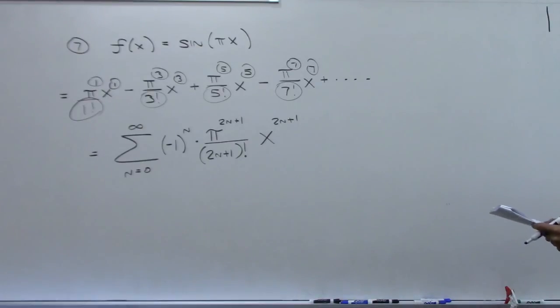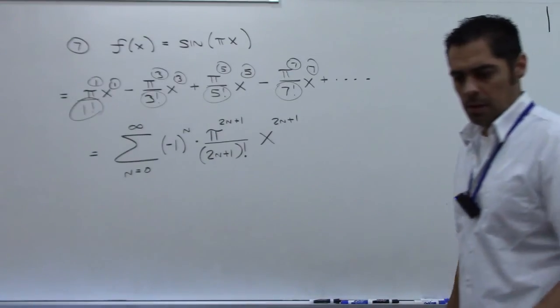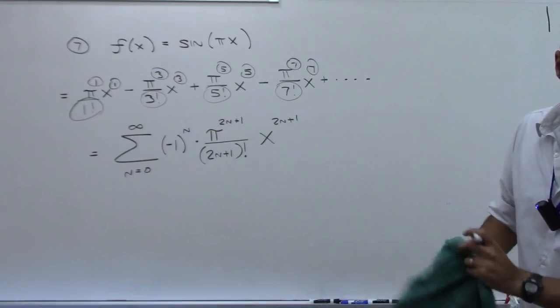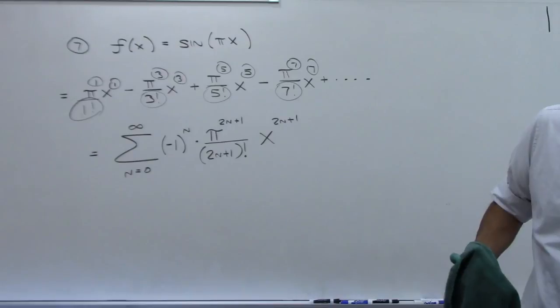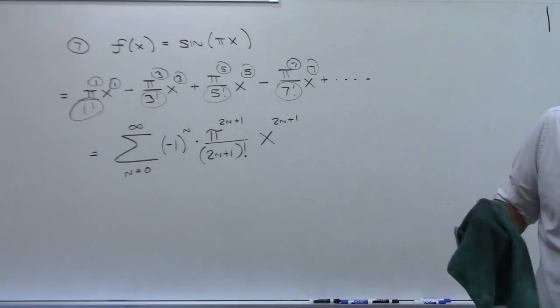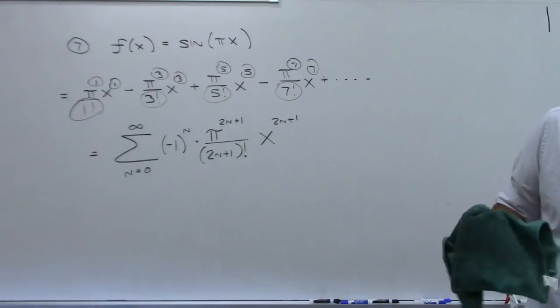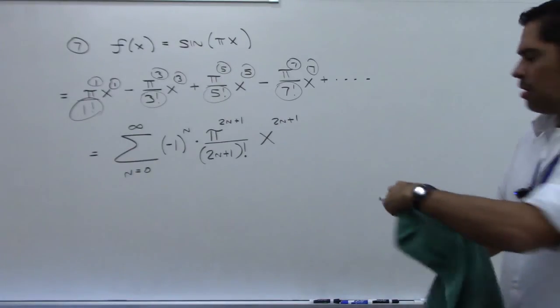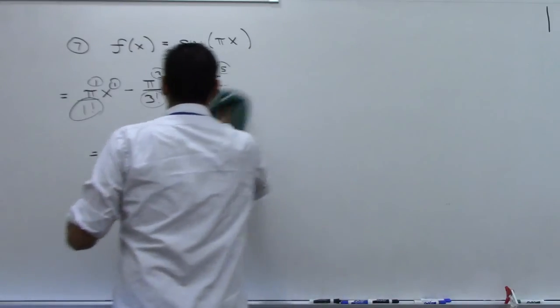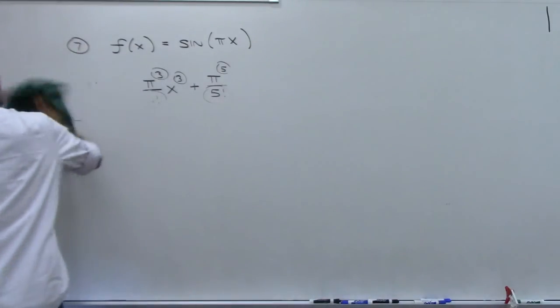What number was this? Good. And maybe I have time for one more. Yeah, let's try and do one more. This one's going to be nasty. Number 8.